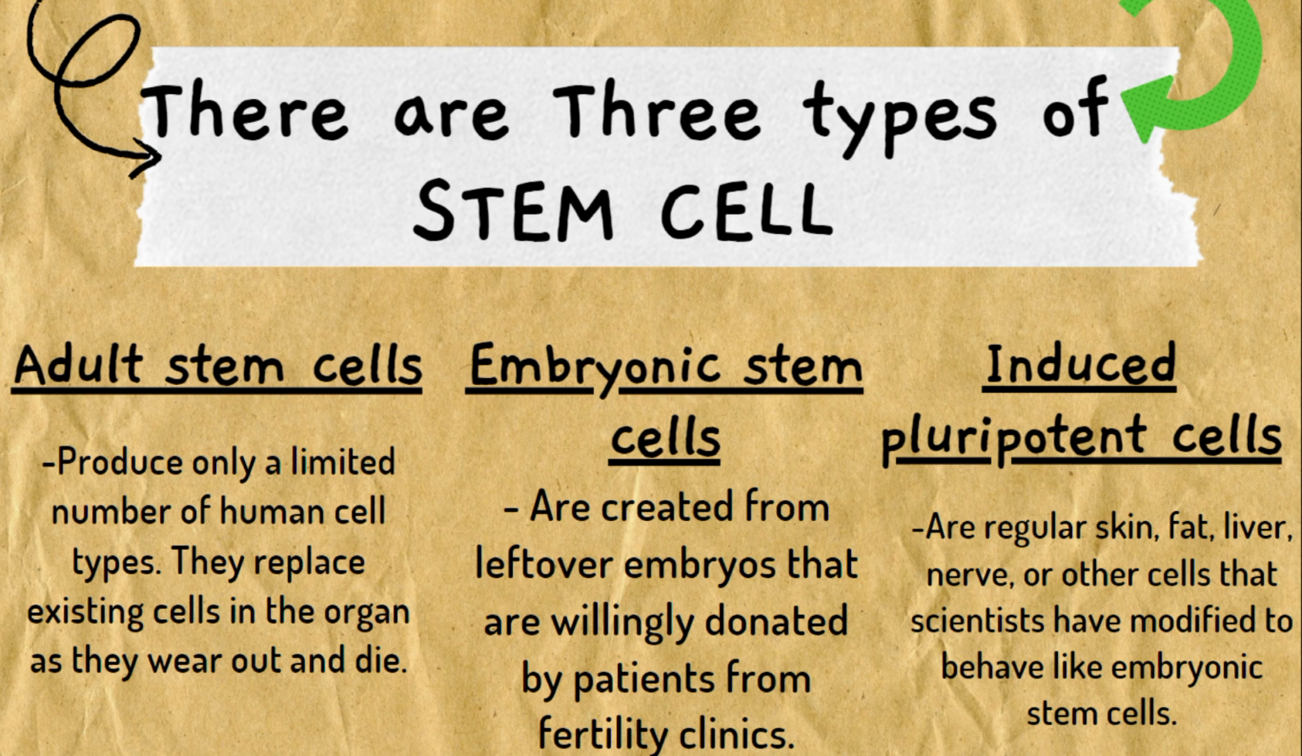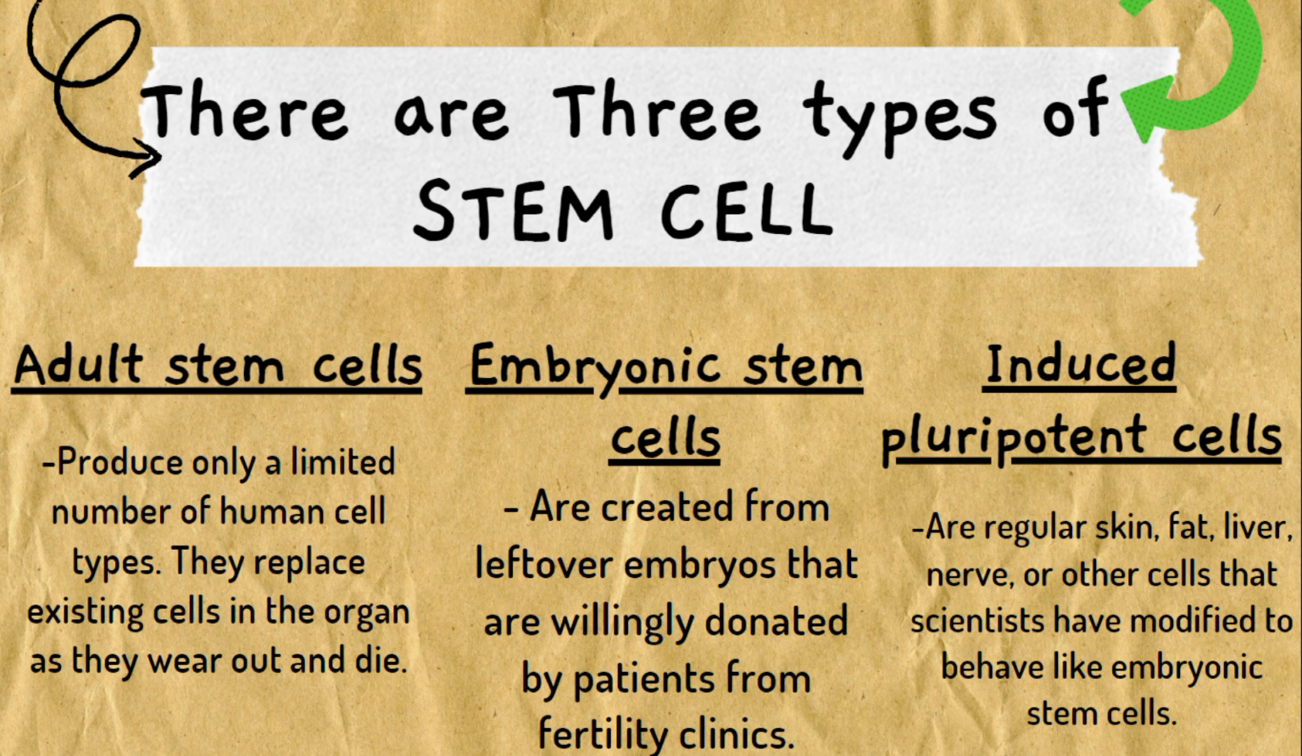Second, embryonic stem cells. These are created from leftover embryos that are willingly donated by patients from fertility clinics. One of the defining characteristics of embryonic stem cells is their pluripotency, which means they can give rise to all 3 germ layers of the body: ectoderm, mesoderm, and endoderm. This broad differentiation potential allows embryonic stem cells to generate a wide range of specialized cell types, including neurons, muscle cells, blood cells, and more.